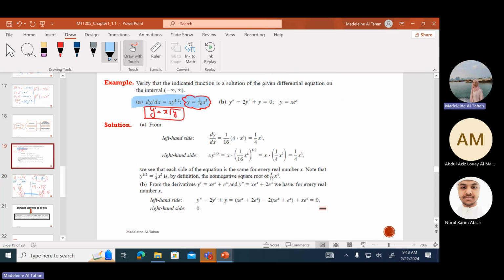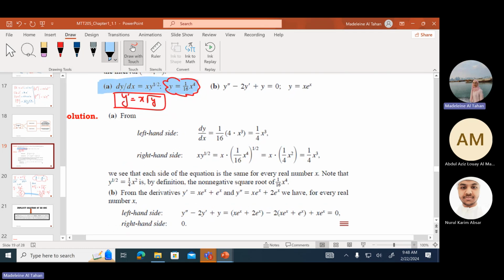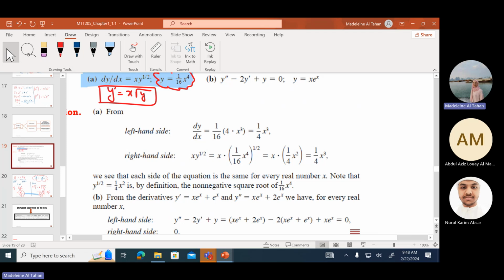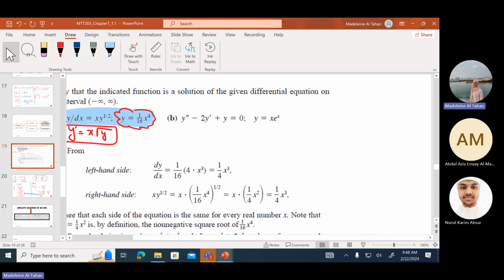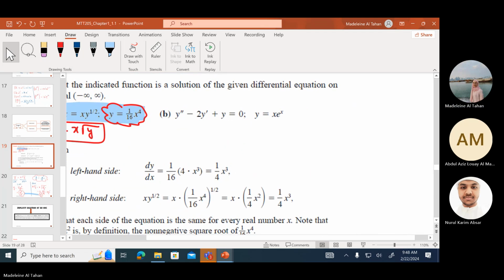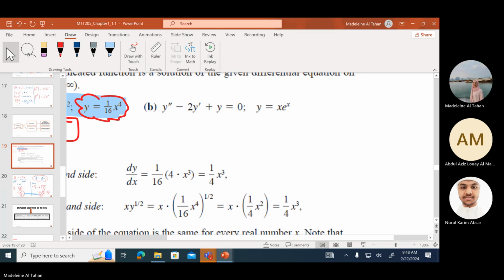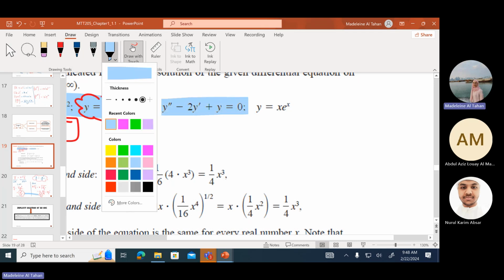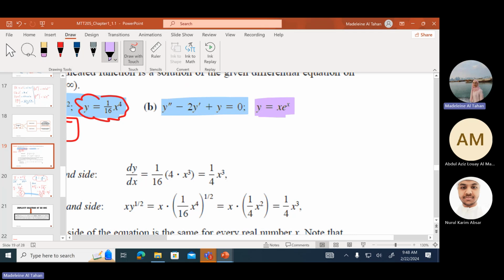Okay, what I need from you now is, while I'm taking attendance, I will just highlight it. This is our differential equation, and we need to check whether this one is a solution or not. Please start with it.